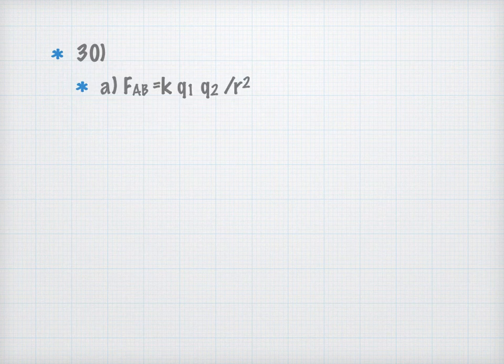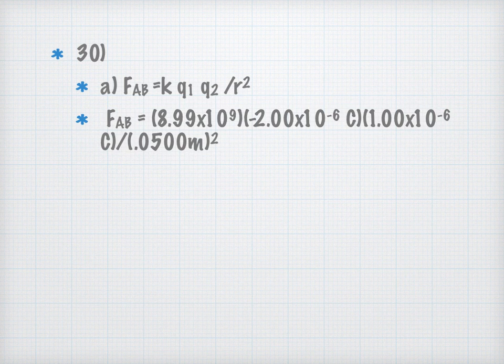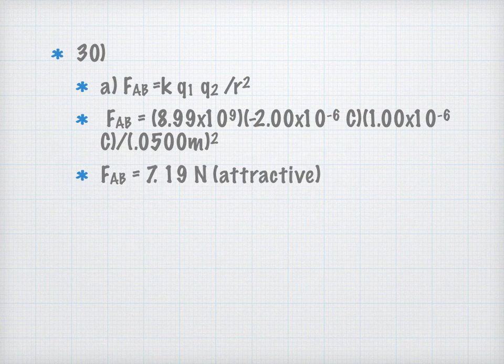Okay, so the force between A and B, Coulomb's law, K, Q1, Q2 over R squared. Plug in the numbers that we were given. 8.99 times 10 to the 9th is our K again. Negative 2.00 times 10 to the negative 6 coulombs times 1.0 times 10 to the negative 6 coulombs divided by 0.05 meters squared. Again, centimeters to meters, you have to make sure you do that. Run that through your calculator and you get 7.19 newtons.